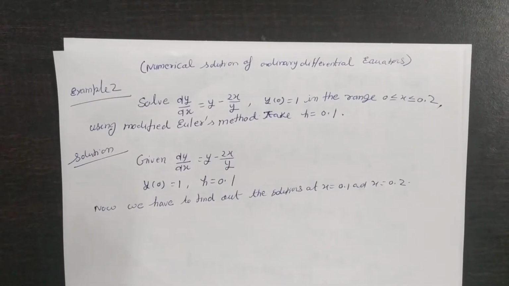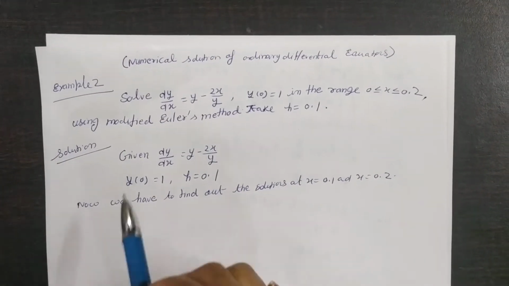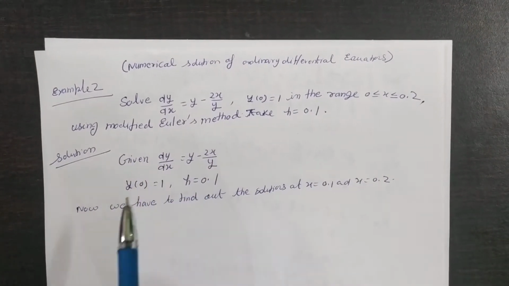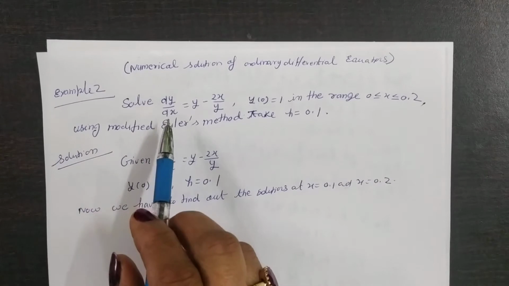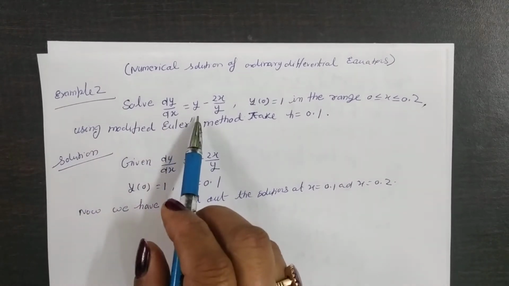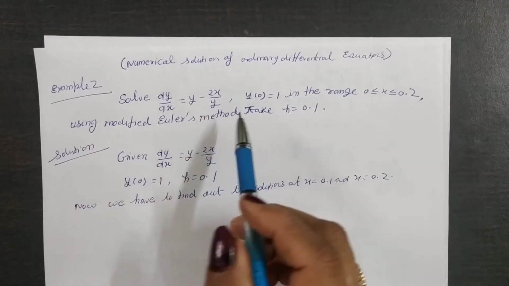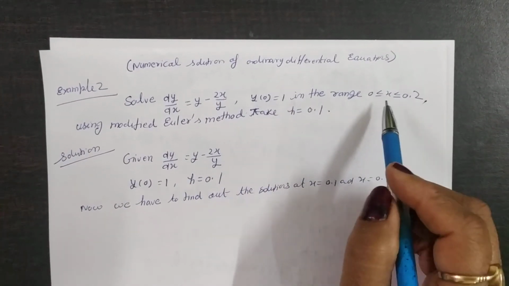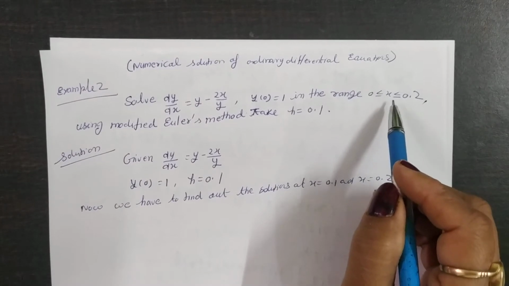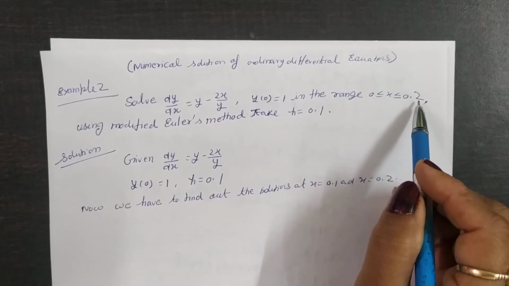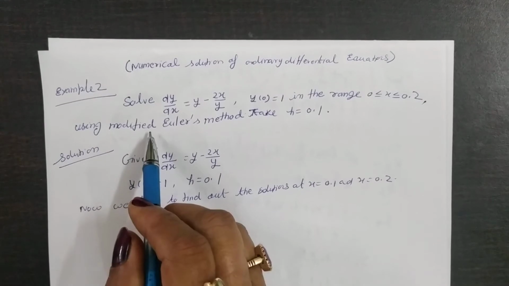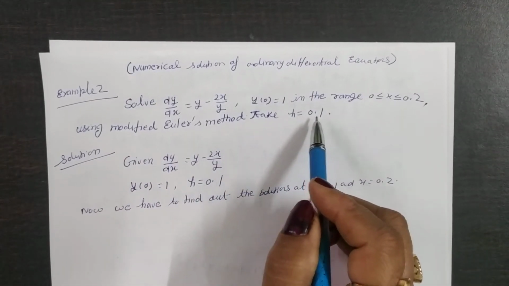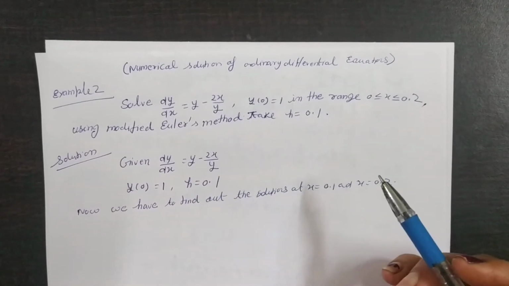Now, today I will solve a problem on the modified Euler's method. The question is: solve dy by dx is equal to (y minus 2x) by y, where the value is given as y0 is 1, in the range 0 is less than or equal to x less than or equal to 0.2. Using the modified Euler's method, taking h is equal to 0.1. This is the question.